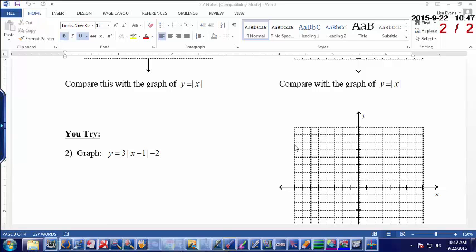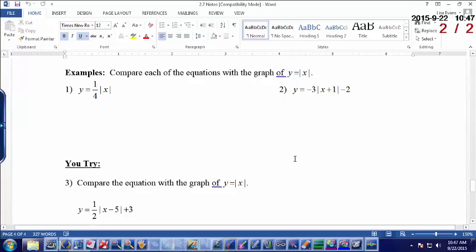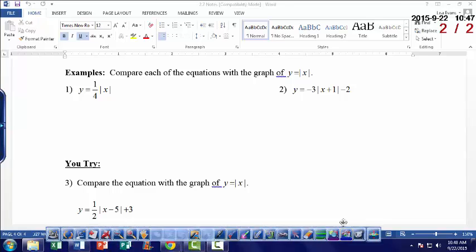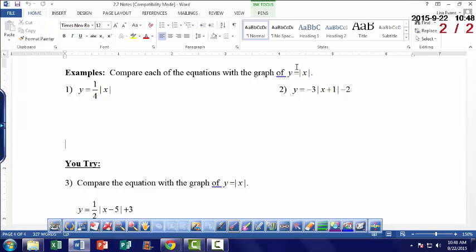Okay, lastly, now that we have a visual representation of what was happening in our graphs, we're going to just talk about them looking at the equations. Okay, we have our parent graph. Remember what our parent graph looks like, and the only thing different is this 1/4. So when A is between 0 and 1, it's wider. So the only thing that happens on number 1 is it's a wider graph.